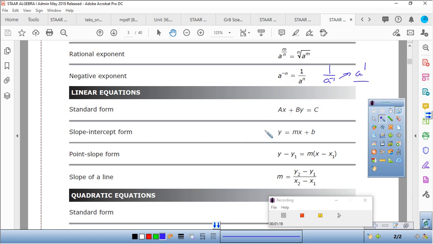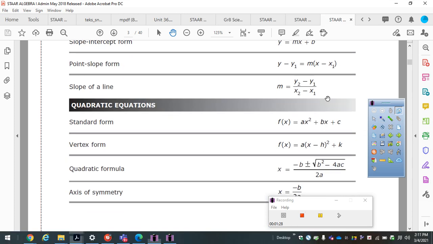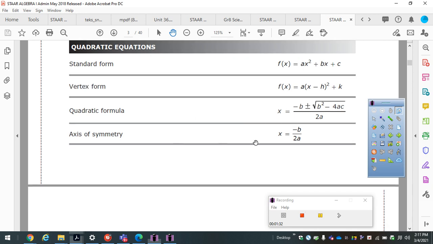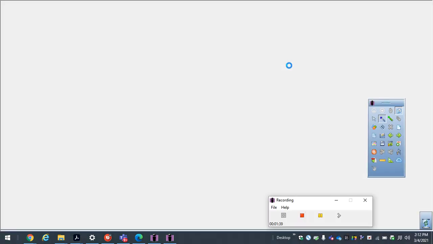Standard form, slope-intercept form, point-slope form. This is on your reference material, okay? Standard form, quadratic, vertex, quadratic, symmetry. We're covering that pretty soon. It's the next chapter.